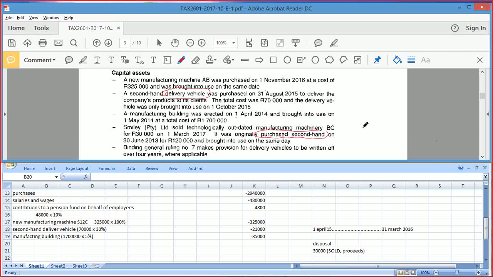You've got one vehicle, actually. Do you see that? Yes, sir. Okay, so that one vehicle was purchased on the 31st of August to deliver the company's products to its clients. Do you agree? Yes, sir. And they said the total cost was 70,000, and the delivery vehicle was only brought into use on 1st of October 2015. Okay, so yes, sir.